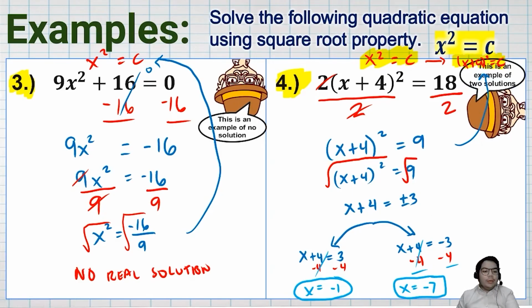So, another example, sabi nga ni Master Sensei, another example of two solutions because a quadratic equation will always have two values of x. Yan. So, minsan merong one or minsan walang solution. Pero most of the time, two solutions yung binibigay sa atin ni quadratic equation. So, in this case, we have negative 1 and negative 7. Gets po ba?